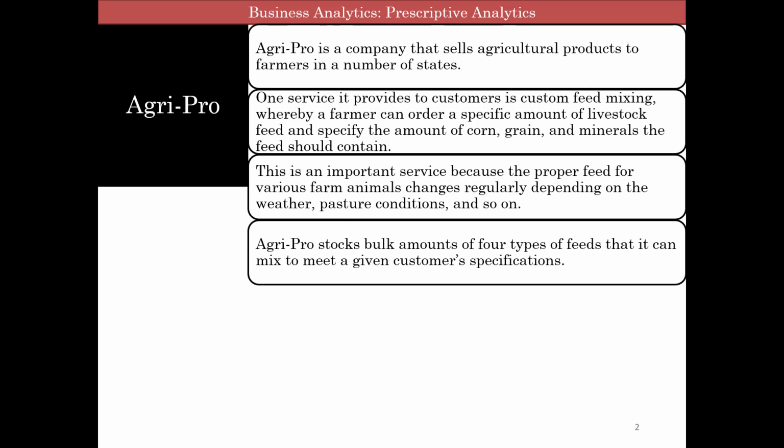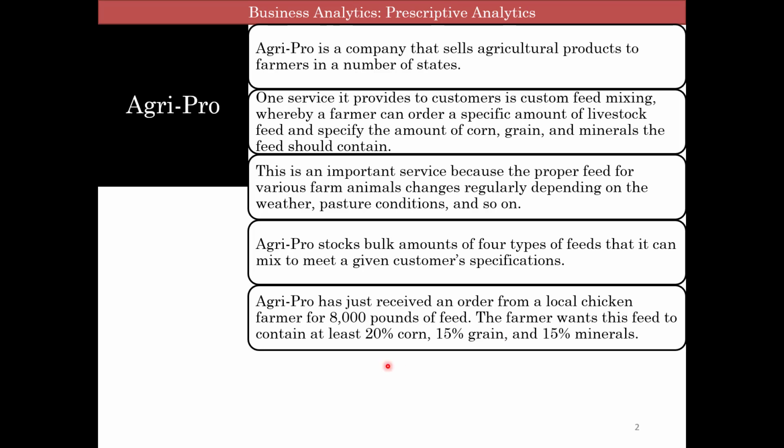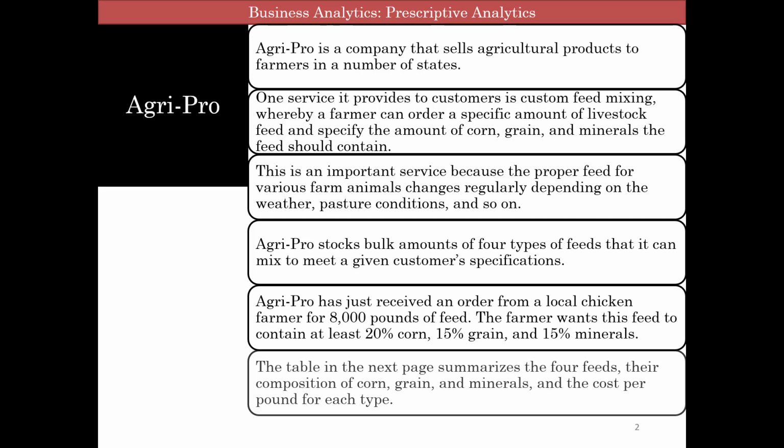So now Agri Pro stocks 4 types of feed that it can mix to meet a specific customer's demand. And they received an order from a local chicken farmer for 8,000 pounds of feed. And the farmer wants the feed to contain at least 20% corn, 15% grain, and 15% minerals. Now remember, this is the minimum requirement. So we have 4 feeds that Agri Pro stocks, and they want to blend them together to provide this farmer this feed, right?